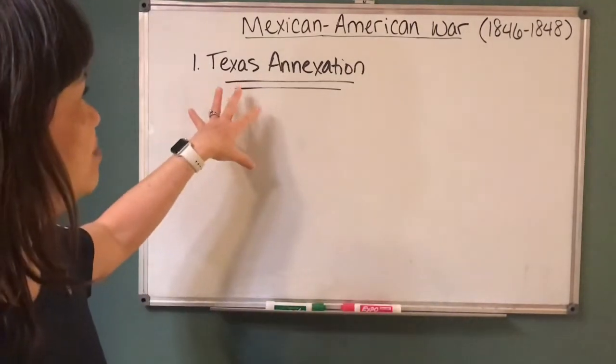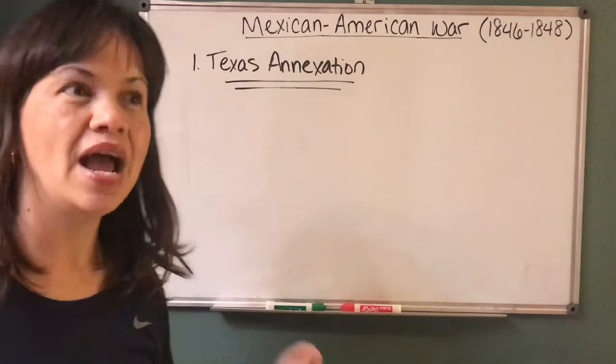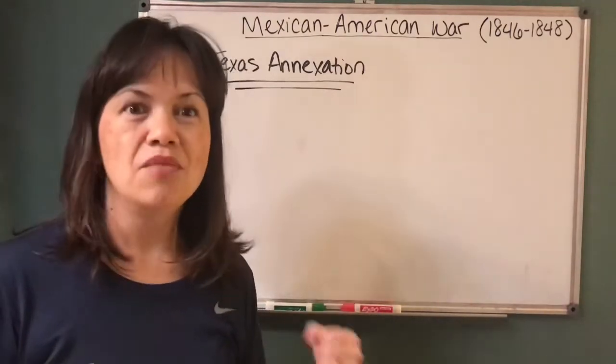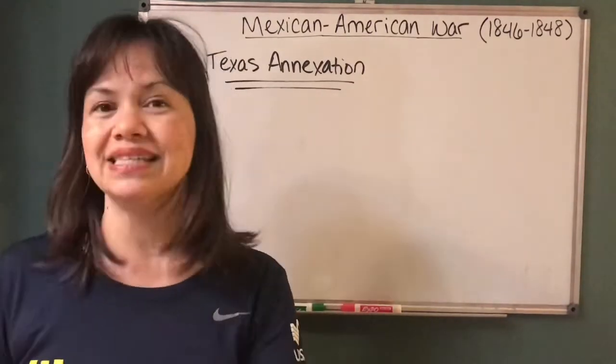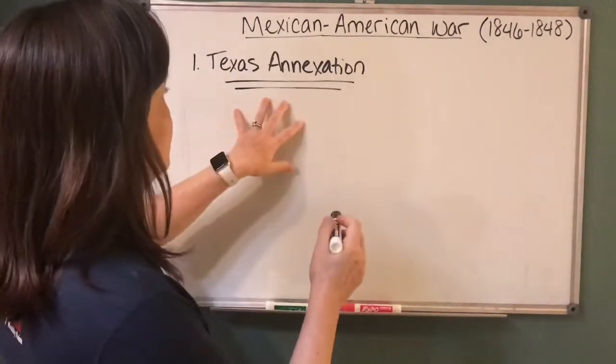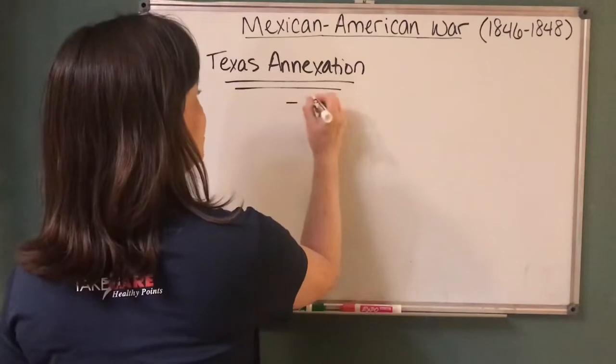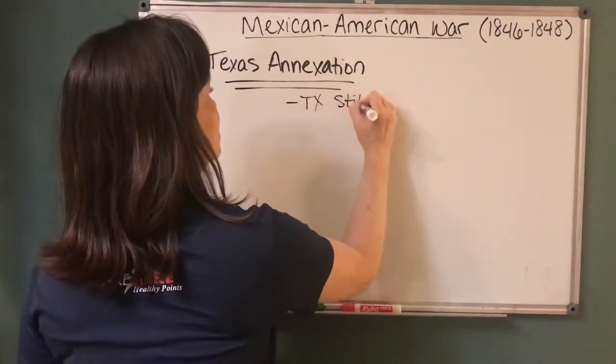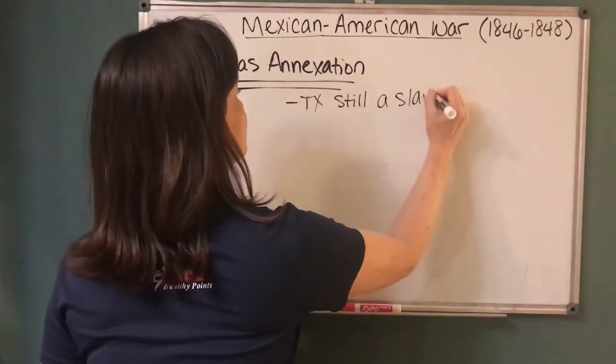So he was really pushing for Texas annexation, but they did not achieve it because the United States was not ready to deal with the question of slavery right away. So Texas was still a slave state.